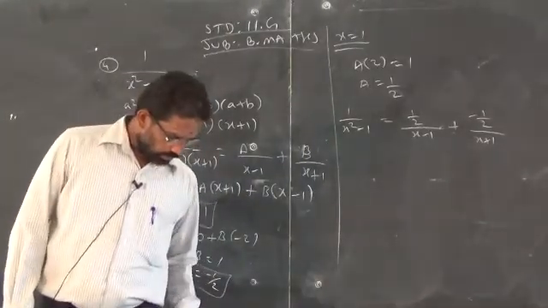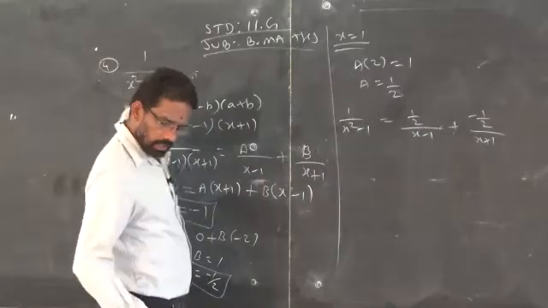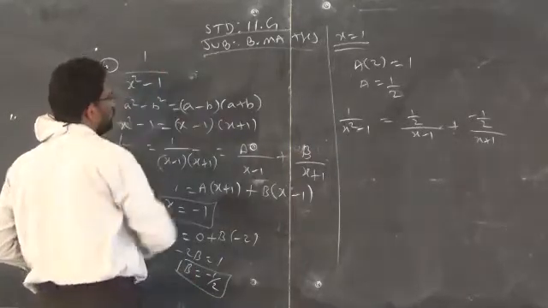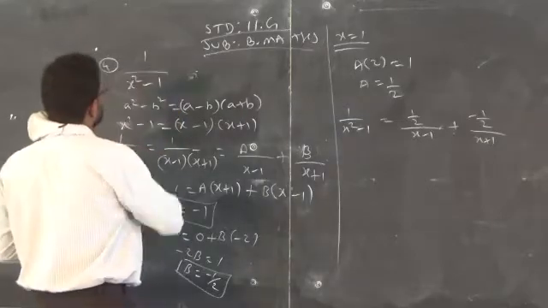Now sum number 5 is just like sum number 3 that we did already in the previous class. So I will give sum number 5 as homework. Then we will go to sum number 6.